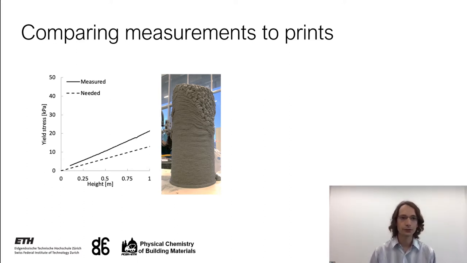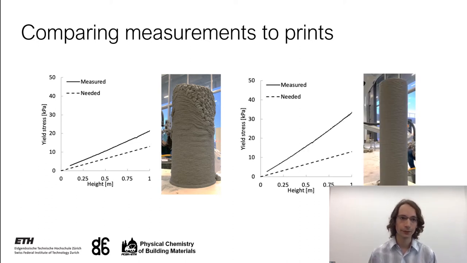If we now only slightly increase the radius of the cylinder, so decreasing the vertical speed very slightly, we have a bit of a larger gap between measured and needed yield stress, and this is then good enough to print. So the solution basically is to introduce a safety factor that captures these large deformations.